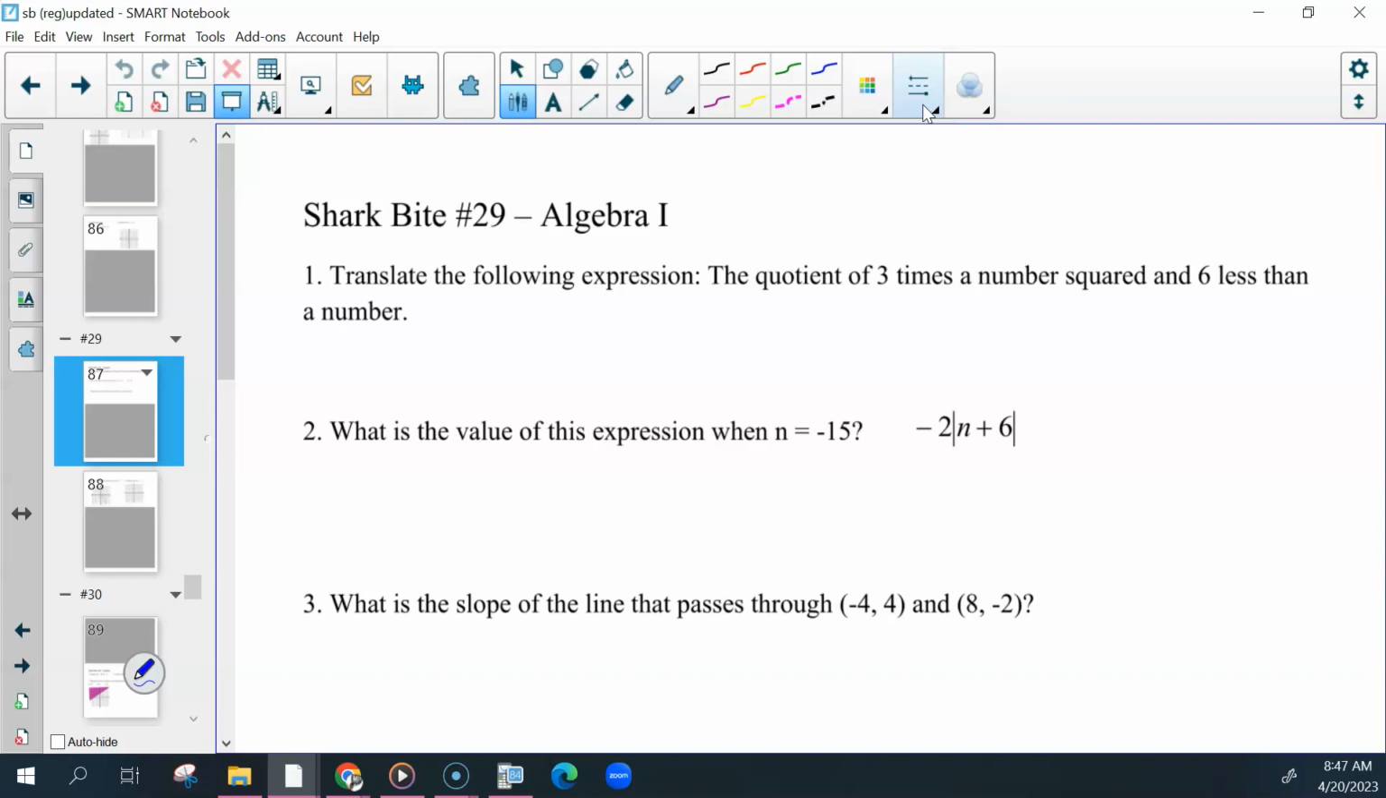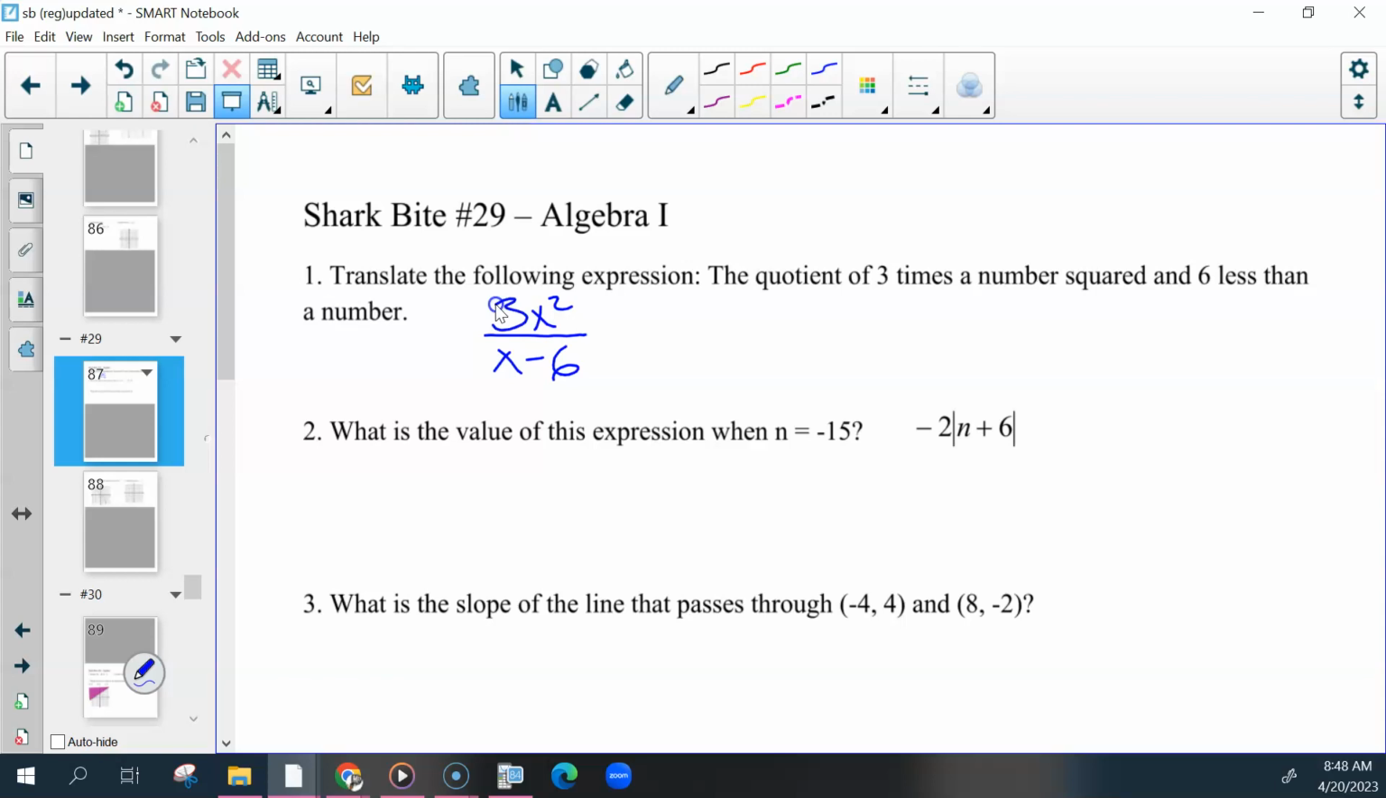Translate the following. The quotient of, so we're dividing two things. 3 times a number squared, so that would be your first piece. 3 times, let's call it x squared. Then 6 minus x, and x minus 6. So it looks something like that. Don't make that confusion. Try to keep things separate.